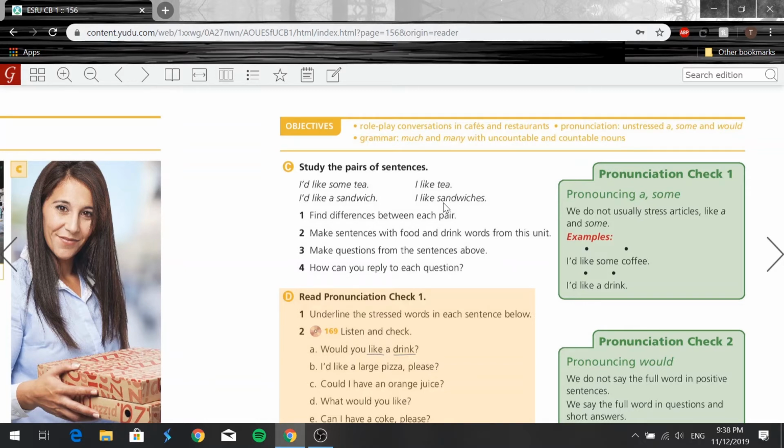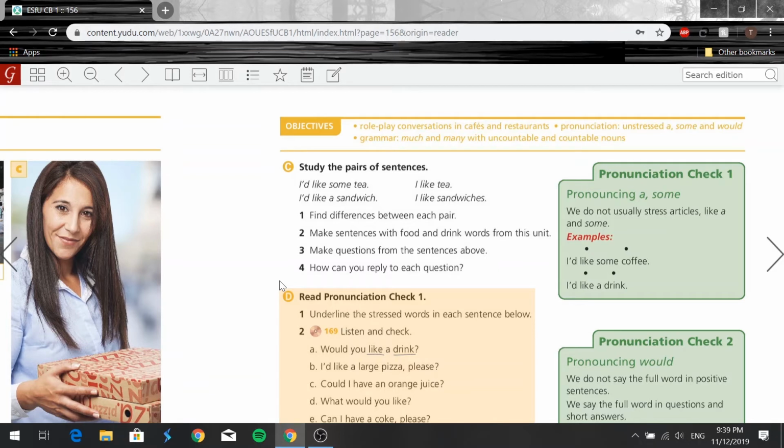So if I want to turn these to questions, I'd say, would you like some tea, or would you like a sandwich? I could also say, would you like, or not would, do you like tea or sandwiches? Do you like sandwiches? Do you like tea? Okay, all of these are examples of questions from these sentences above. Now, how can you reply to each question? Okay, so if I say, would you like some tea? I could answer and say, yes, please, or no, thanks.